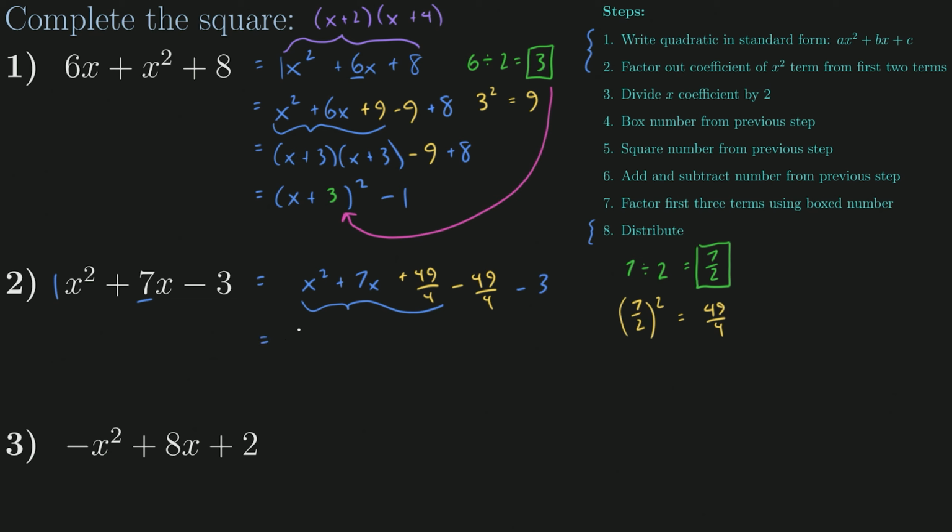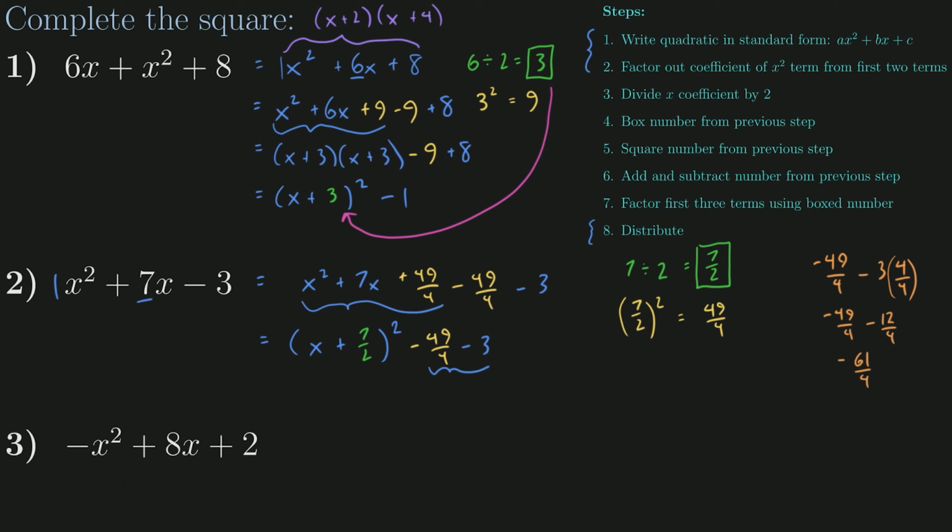As always, this will factor into x plus whatever number's in the box, in this case, 7 over 2, squared, minus 49 over 4, minus 3. And then we just need to simplify these two terms. Minus 49 over 4, minus 3. We'll get a common denominator here, 4 over 4. And we get minus 49 over 4, minus 12 over 4, which gives us minus 61 over 4.